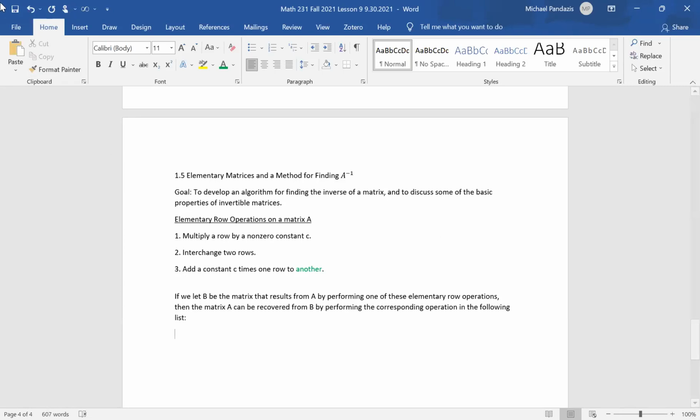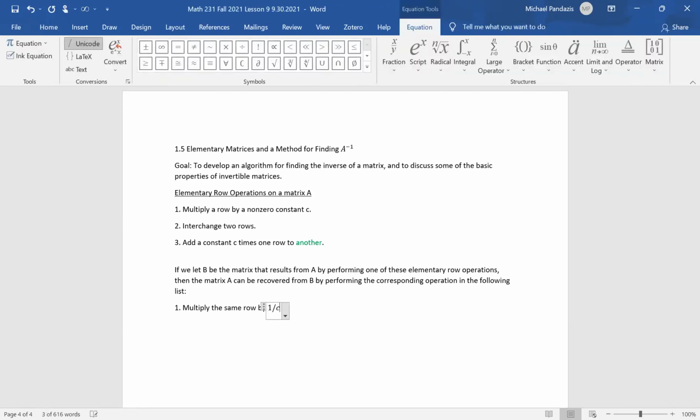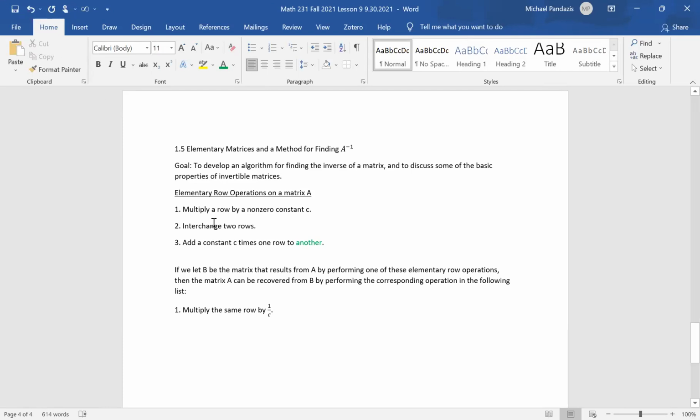Okay, so what did I just say? Let me just say it again. If we let capital B be the matrix that results from A by performing one of these elementary row operations, then the matrix A can be recovered from B by performing the corresponding operation in the following list. So let me write the first one on the list first. The first one on this corresponding list is multiply the same row by 1 over C. That is, of course, the corresponding operation to the first operation, which is multiply a row by a non-zero constant C.